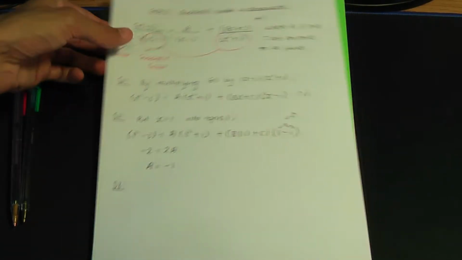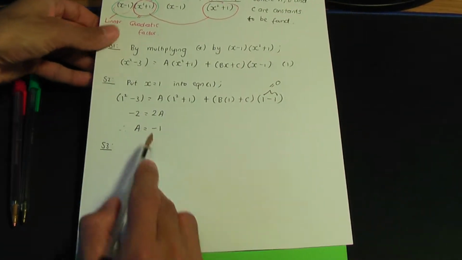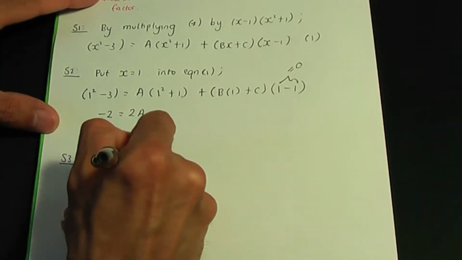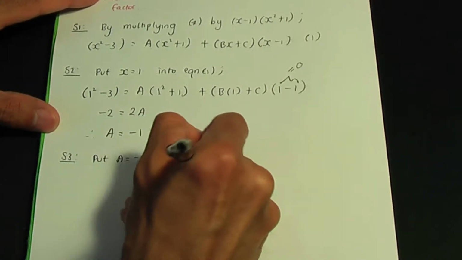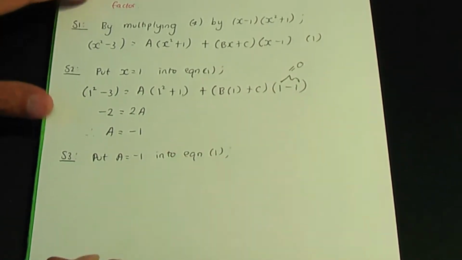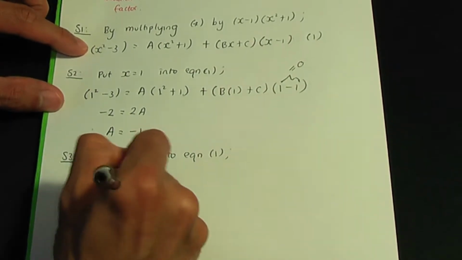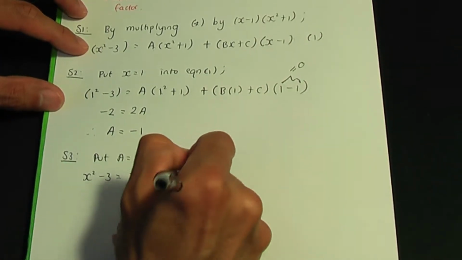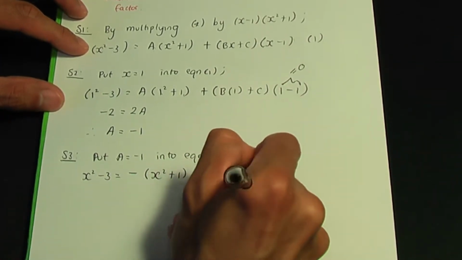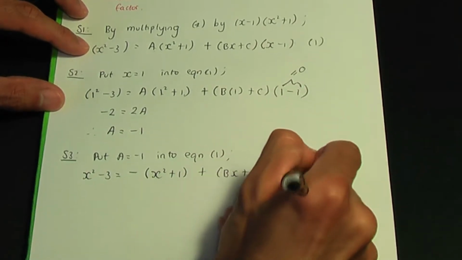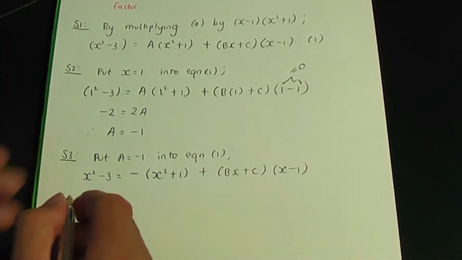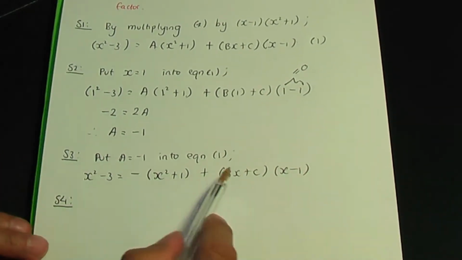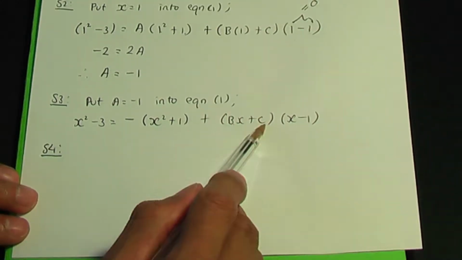That takes us to step number 3. So in step number 3, let me put that a value of minus 1 back into equation 1. So if I put a is equal to minus 1 into equation number 1, we're going to have x squared minus 3 equal to a, which is minus 1, into x squared plus 1, plus bx plus c into x minus 1.